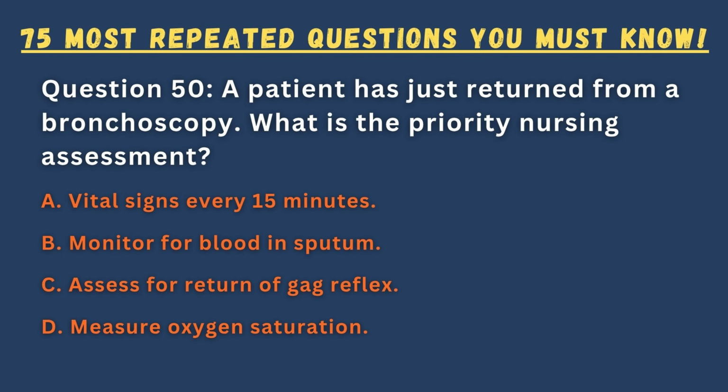Question 50. A patient has just returned from a bronchoscopy. What is the priority nursing assessment? A. Vital signs every 15 minutes. B. Monitor for blood and sputum. C. Assess for return of gag reflex. D. Measure oxygen saturation.